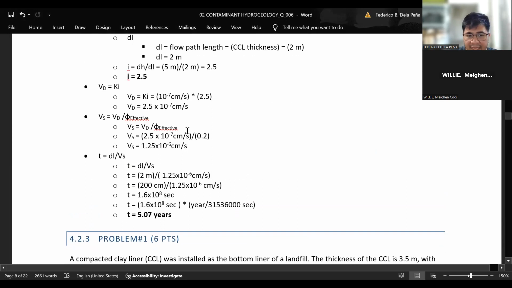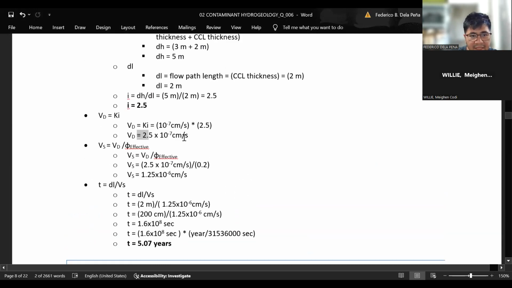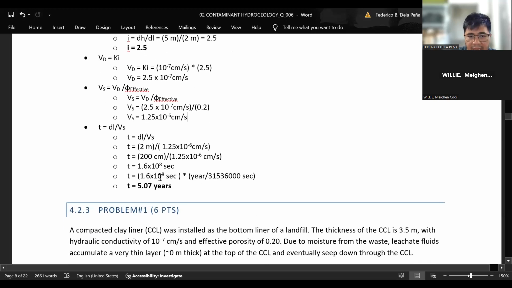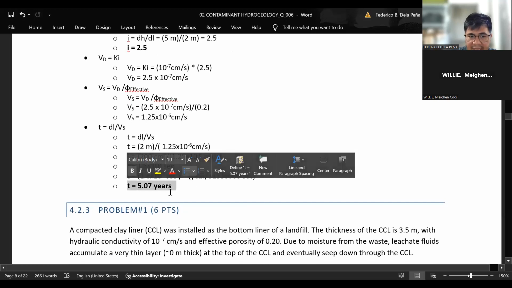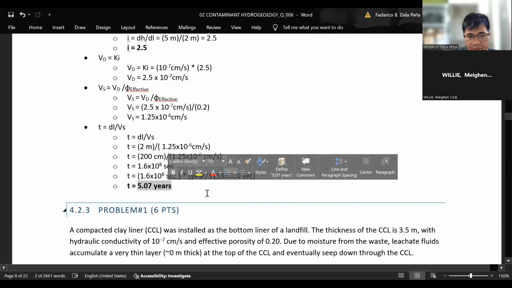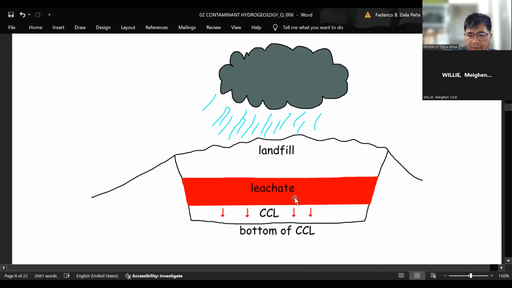And as expected, you will have a Darcy velocity that is 2.5 times faster and a seepage velocity that's also 2.5 times faster, and a travel time that is smaller by a factor of 2.5. So you only take now 5.05 years for this leachate to pass through the CCL.